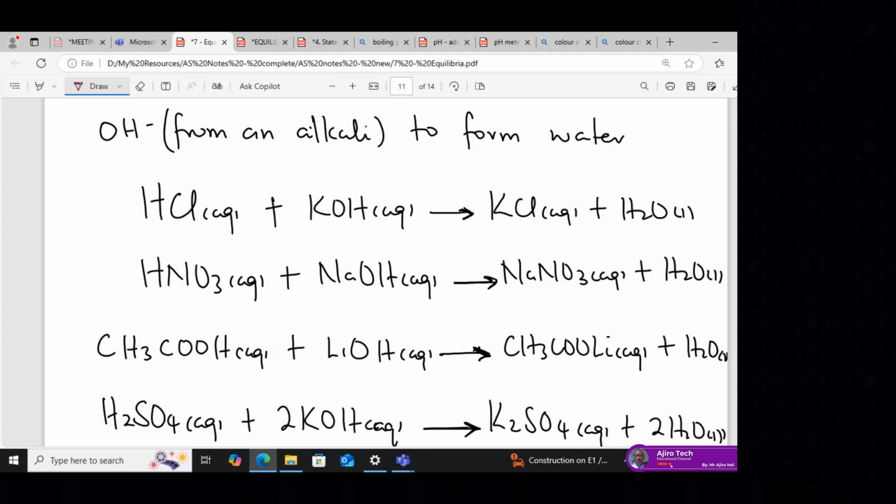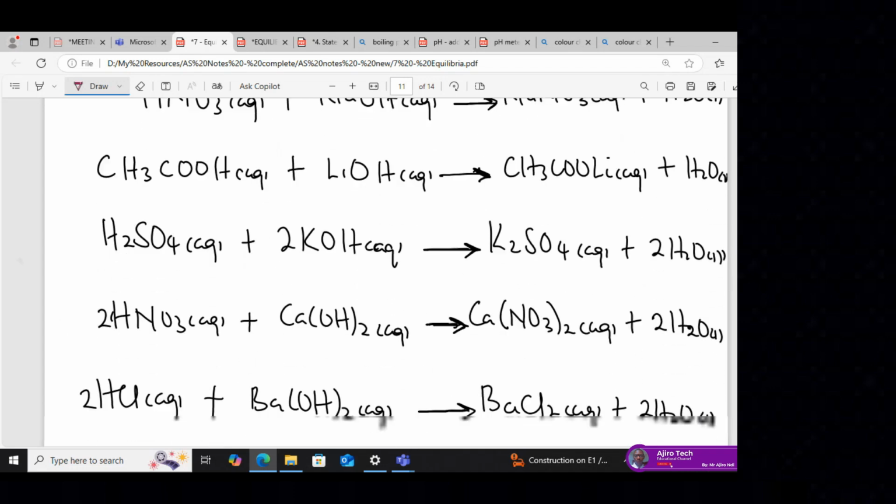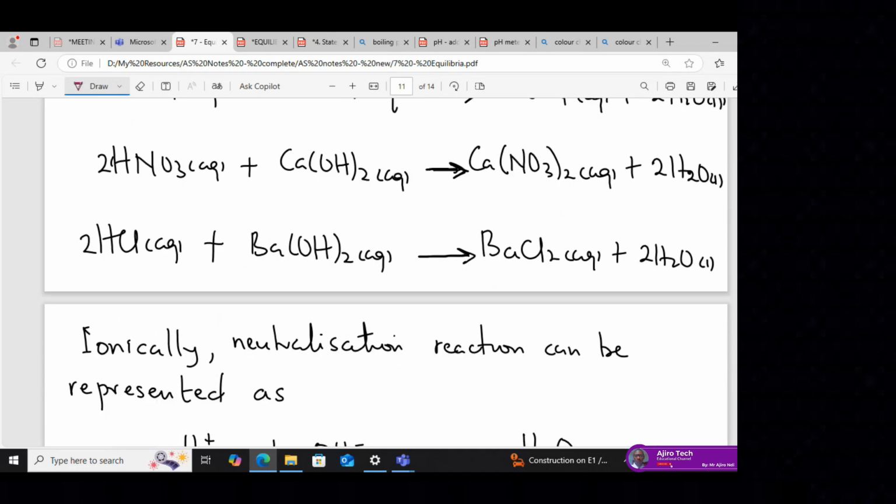You know what it means in your syllabus. All the notes are from your syllabus. HCl and KOH give KCl and water. Nitric acid and sodium hydroxide give sodium nitrate and water. Ethanoic acid and lithium hydroxide give lithium ethanoate and water. Sulfuric acid and potassium hydroxide give potassium sulfate and water. All these are examples of neutralization reaction.